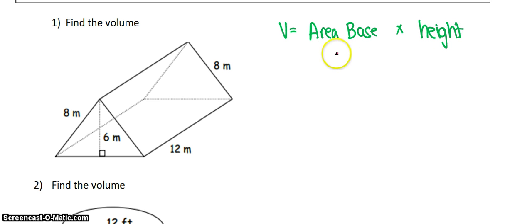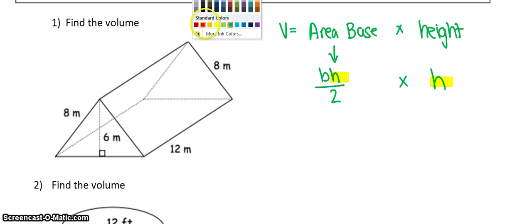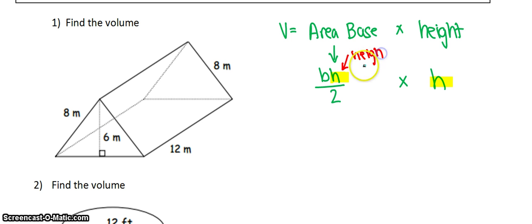Okay, now in this case, the base is a triangle. So to calculate the area of the base, I have to do base times height divided by 2, times whatever the height of the whole shape is. Now I know this gets confusing because there's two heights, but let's just differentiate between what those are. So this is the height of the triangle, and this is the height of the 3D shape. Okay, so I know they're both heights, but they're different heights. If you want to call them something else, it's up to you.